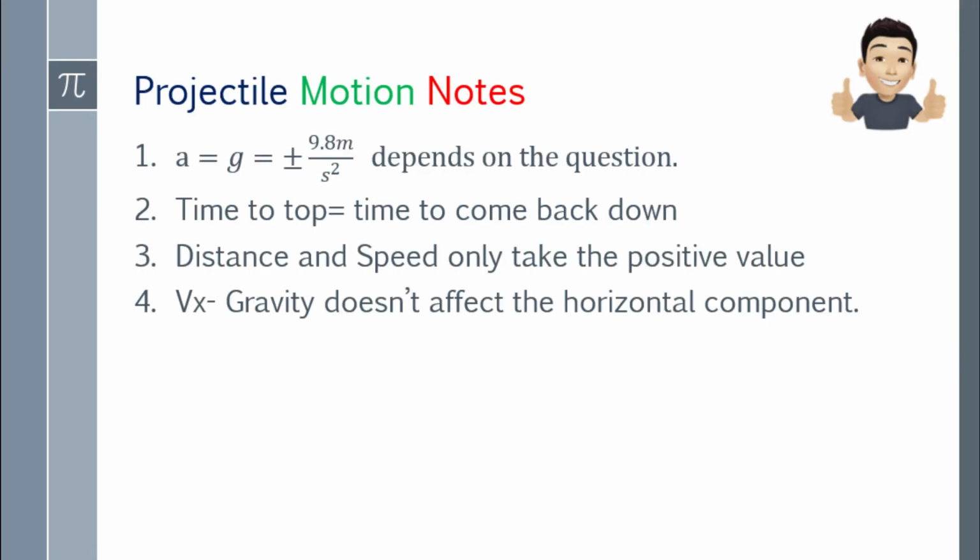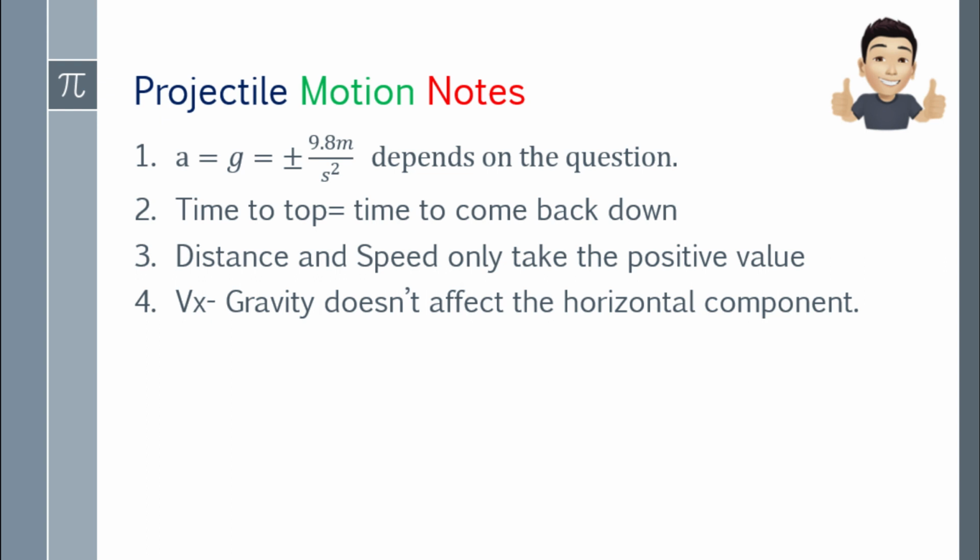So, first one, acceleration or g is plus minus 9.8 meters per second square. Depends on the question. So, bakit depende? For example, ang tinatanong is yung time or distance, ito yung mga scalar quantity. So, hindi mo kailangan ng negative doon. So, medyo makaka-apekto pag nilagay mo yung negative. So, for this one, depende pa rin yung sa tanong kung ipa-plus or ima-minus mo yung 9.8 meters per second square.